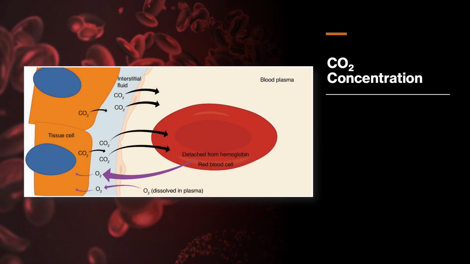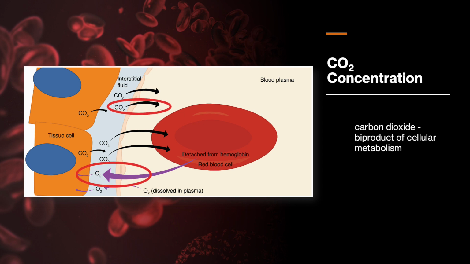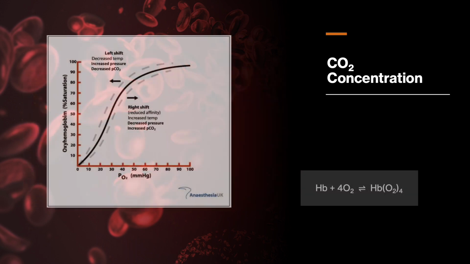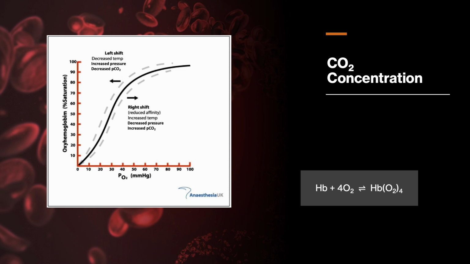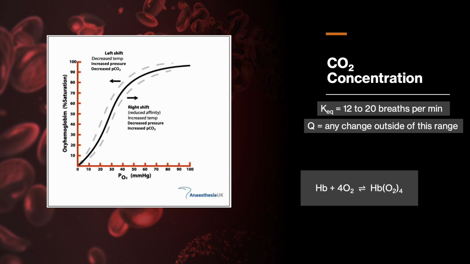After haemoglobin delivers oxygen to the cells and tissues, it then picks up carbon dioxide, a byproduct of cellular metabolism which inhibits oxygen from binding to the haemoglobin until it is respired at the lungs. The equilibrium constant in reference to carbon dioxide concentration is achieved through the average respiration rate of 12 to 20 breaths per minute. Any change of breathing rate outside of this range is a change in the reaction quotient.